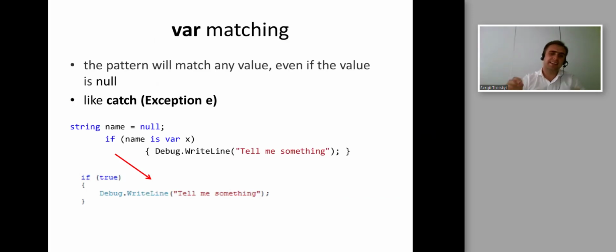Var matching. It's something like catching the general exception. So you should not put a statement like if the object is var at the beginning of your construction, because the pattern will match any value, even if the value is null. And the compiler shows that actually, if we have something like object is var, it will return true.